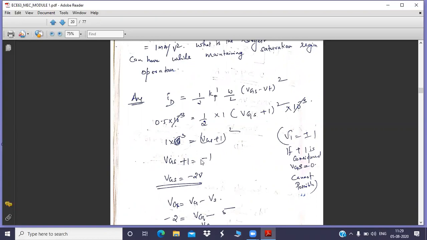You may ask, sir, why did you not take plus 1 here? If I put plus 1 here, this plus 1 and plus 1 will get cancelled, so VGS will become 0. That cannot be possible. VGS will become 0 only if gate and source are shorted together, isn't it? If the two terminals are directly connected with a perfect wire, then the potential difference between the two terminals is 0.